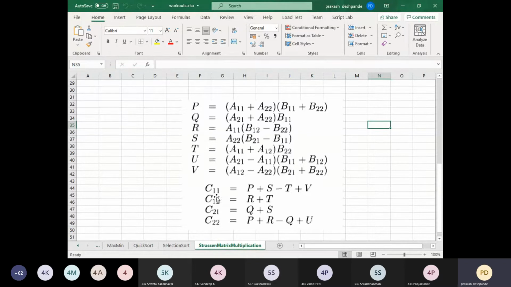C11, C12, C21, C22 are the elements of the resultant matrix. This resultant matrix can be calculated using these formulas, like P plus S minus T plus V. But what are these P, Q, R, S, T, U, V?